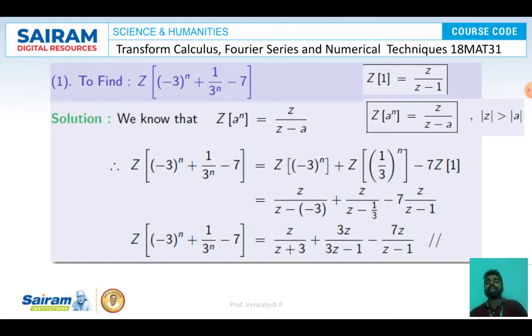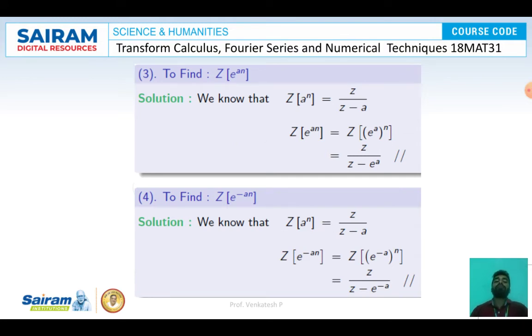So first expanding this equation we'll be getting Z transform of (-3)^n plus Z transform of (1/3)^n. The constant 7 I will take outside, into Z transform of 1. So here I am going to replace this Z transform of a^n formula. In the place of a I will be replacing -3. So we got z/(z-(-3)), and to simplify this I am going to replace a = 1/3 in this formula. So we got z/(z-1/3). Minus 7 I will keep as it is. I am going to use this formula for Z transform of 1. Therefore, Z transform of (-3)^n + (1/3)^n - 7 will be equal to z/(z+3) + 3z/(3z-1) - 7z/(z-1), is the required solution.